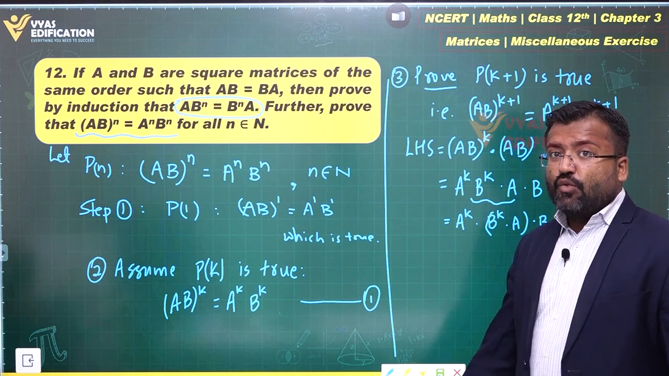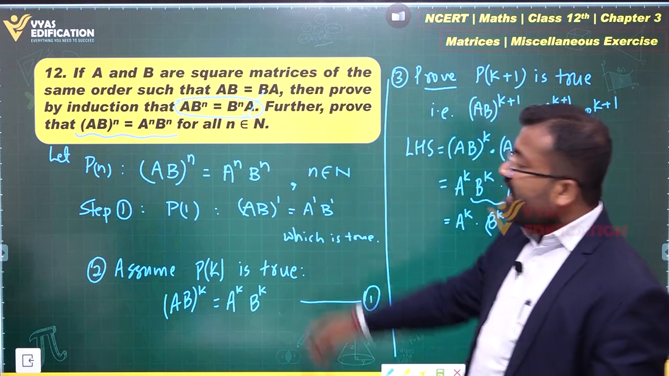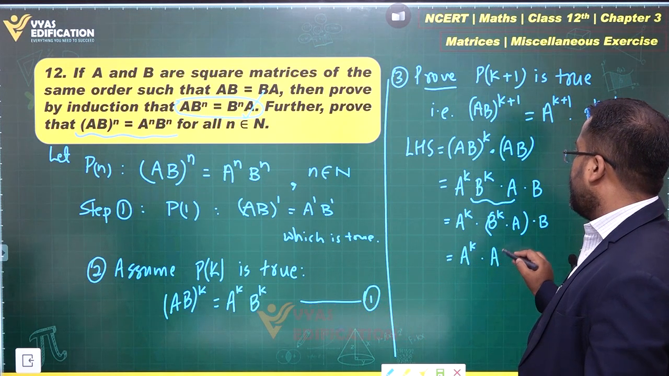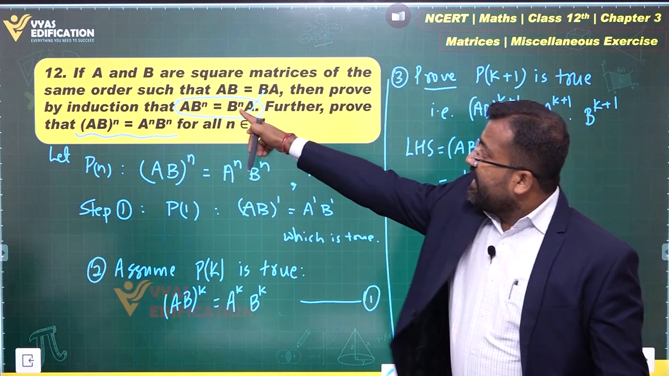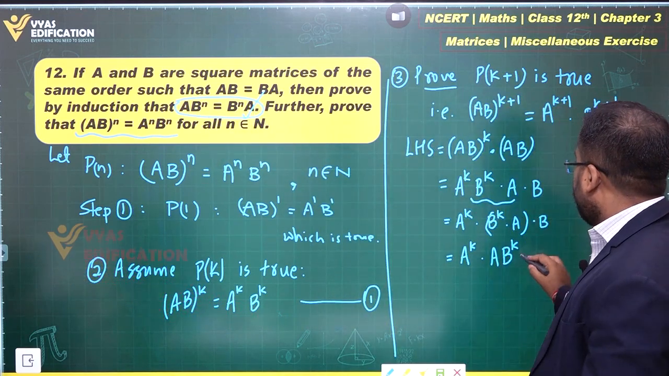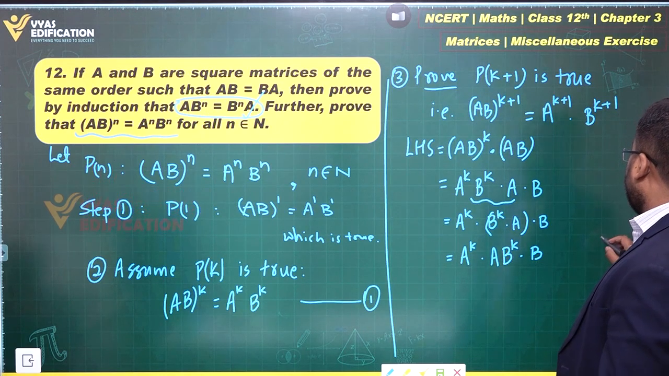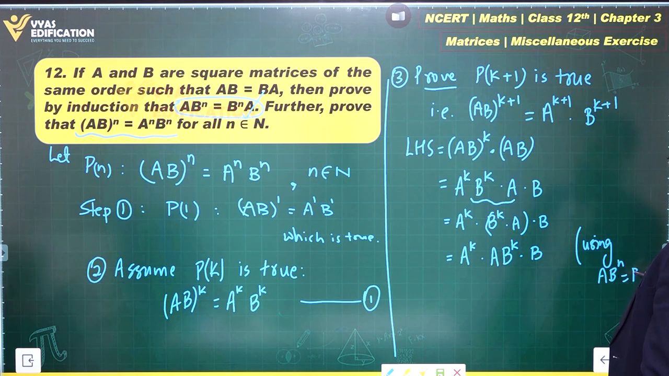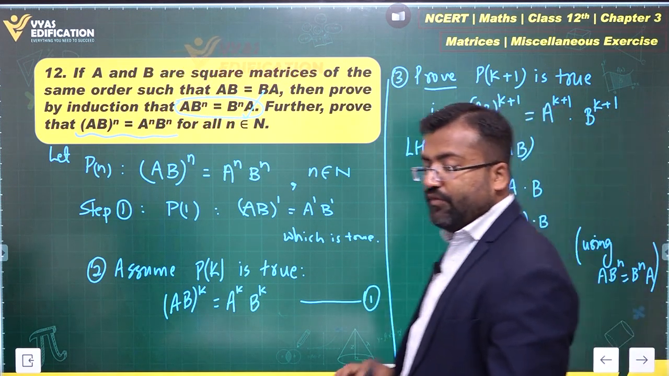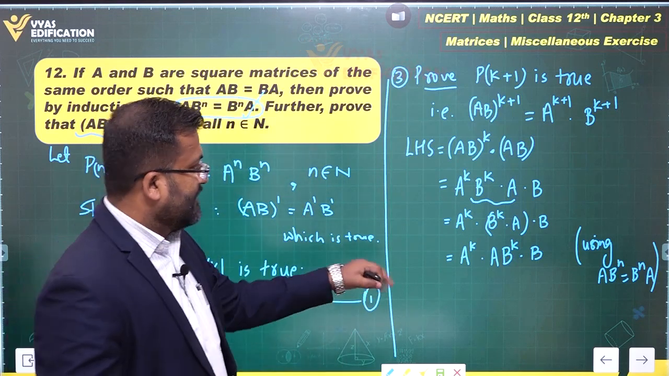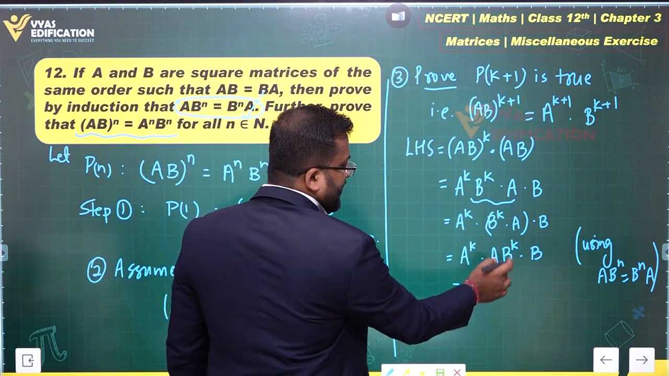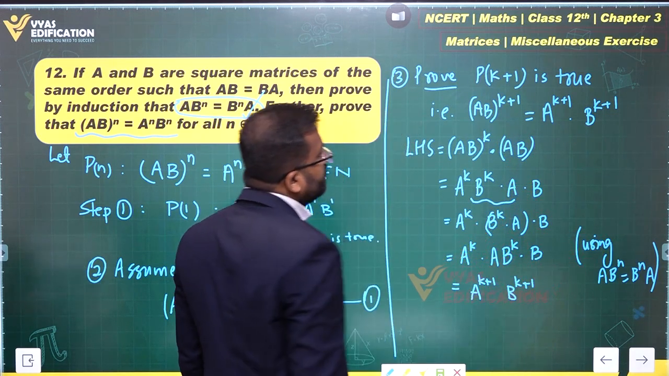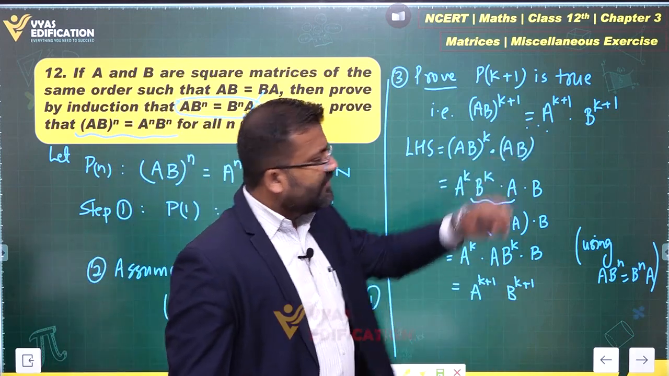What is this B power k times A equal to? Do you remember that we have proved A times B power k is equal to B power k times A. This can be done as A B power k. Right? B power k times A is equal to A times B power k, using A B power n is equal to B power n times A, which we have already proved before this. What next? A power k times A becomes A power k plus 1. B power k times B becomes B power k plus 1. This is nothing but the RHS of this, right?